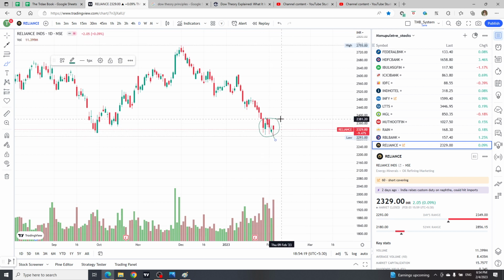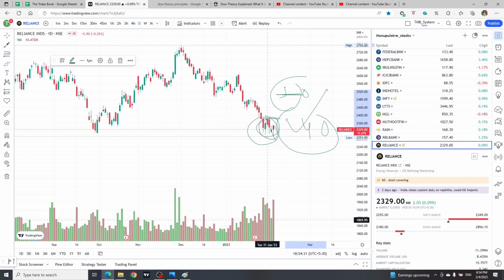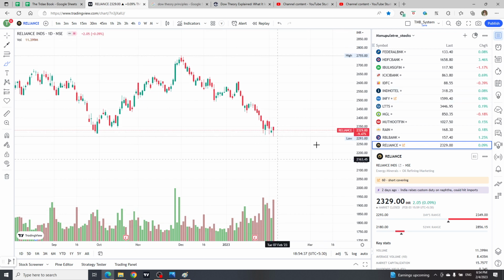Let's say you bought a CE here at 50 rupees. What happens? Because of the 4 days of time decay, this 50 rupees might have gone to 40 rupees, and you might have lost 10 points. So don't buy this kind of stock unless the trend is there. If you want to be a buyer, the trend must be there.